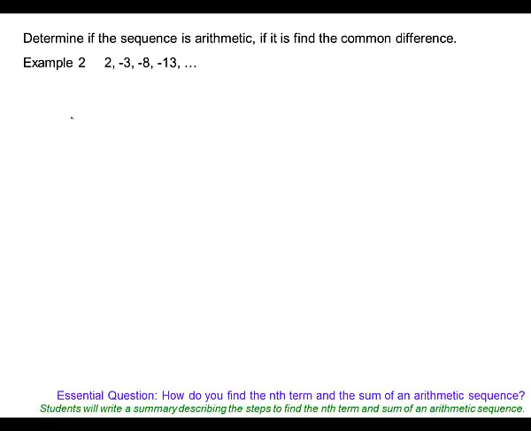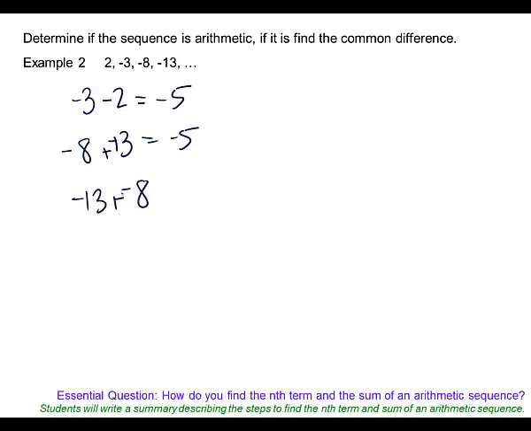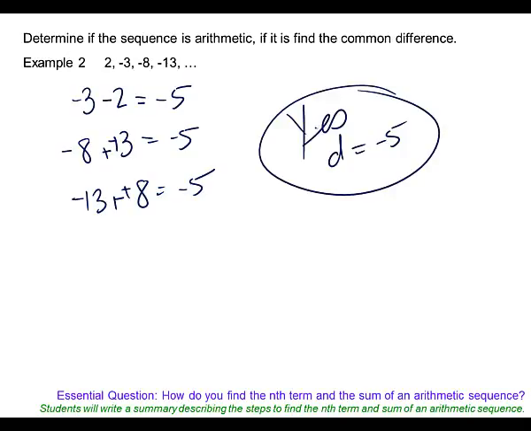Okay. All right, let's look at example 2. So let's see, -3 minus 2 is what? -5. So we're looking for a -5 difference. Then we've got -8 minus -3 is what? -5 again. It's looking good. -13 minus -8 is what? -5. Does that one work? Yes. And what's the difference on this one? -5. Okay.